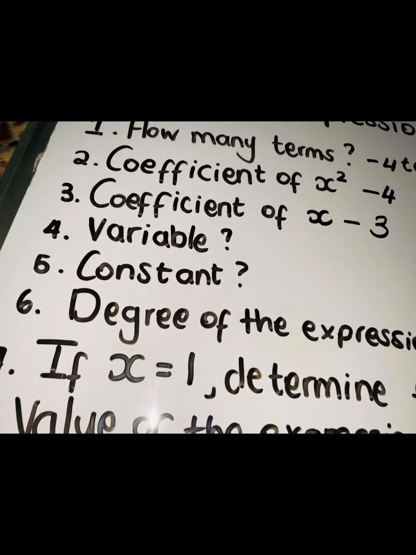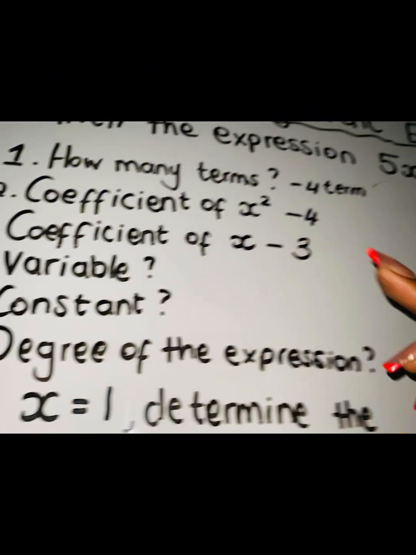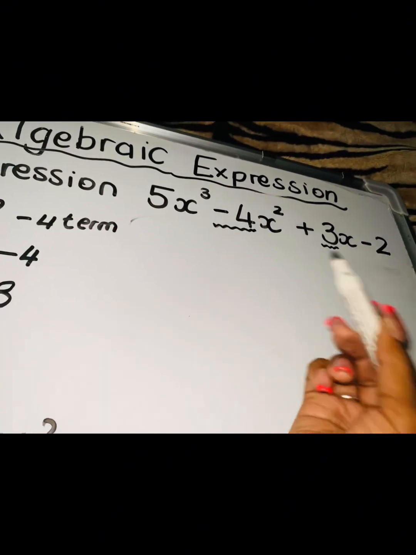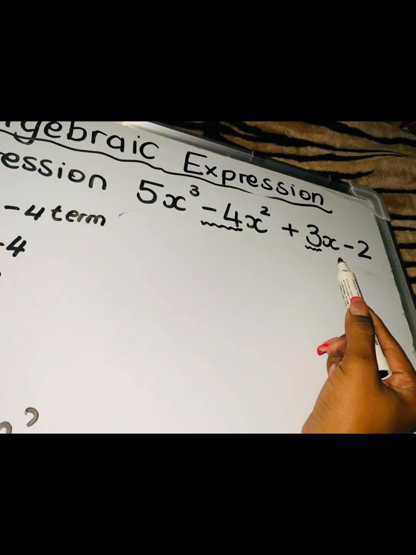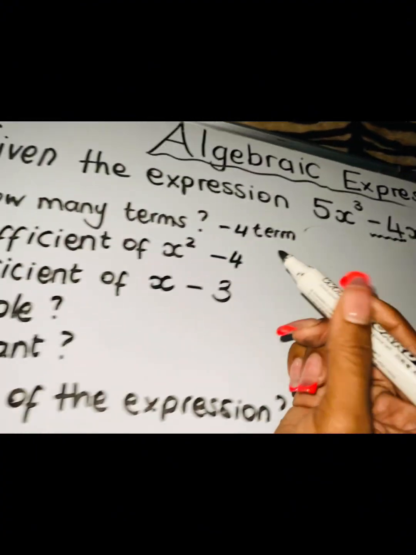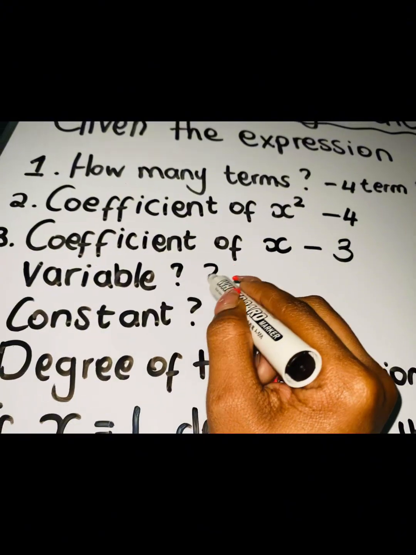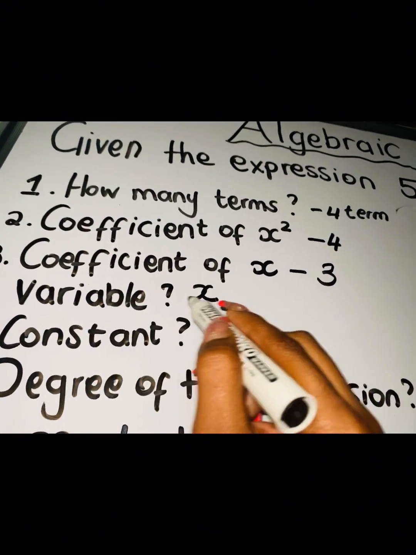Right. Question number 4. What is the variable? Now they're asking you what is the alphabet that they give you here. And in this case, we have the alphabet of x. So the variable in this case is x.